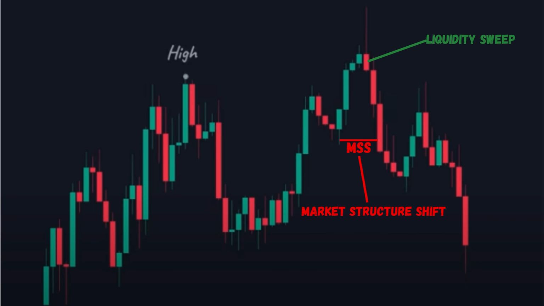Next comes the market structure shift. This is your confirmation that the trap has been sprung. For a bearish setup, price sweeps the high of the day, rejects, and then breaks structure to the downside. That's your confirmation that buyers just got cleaned out and sellers are in control.